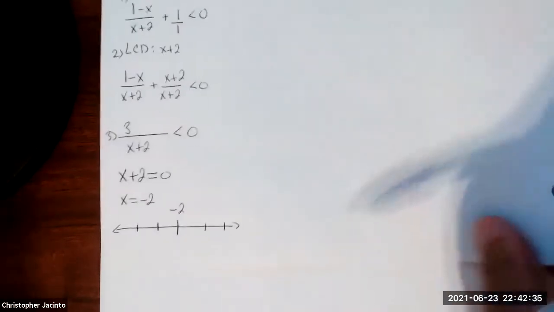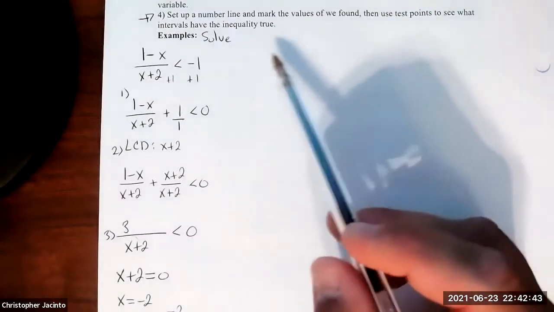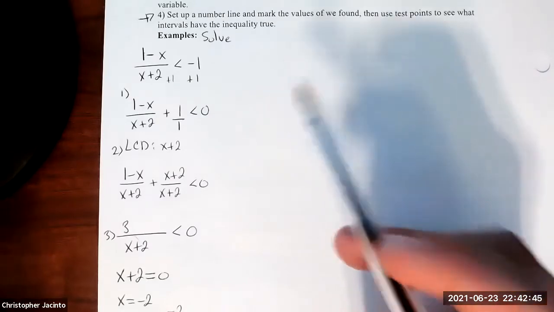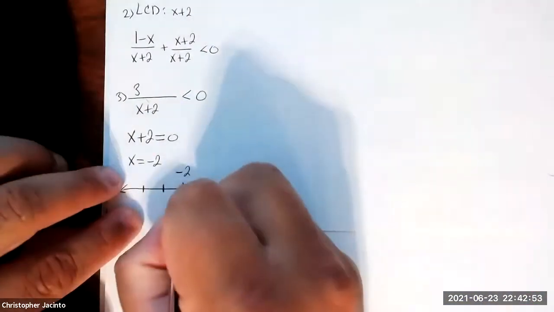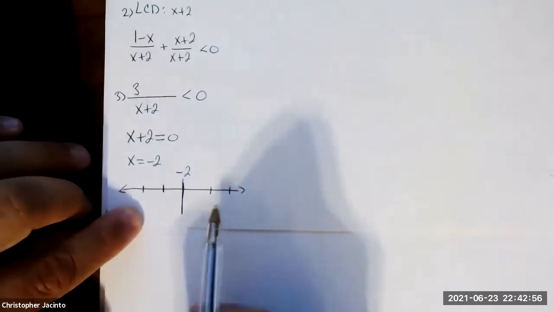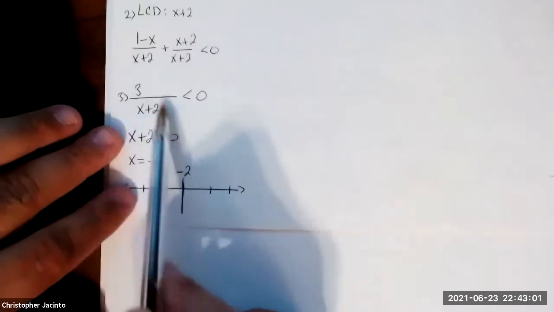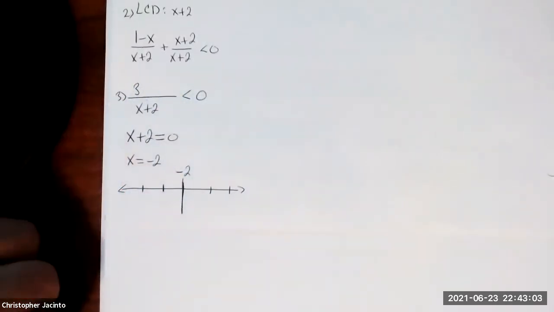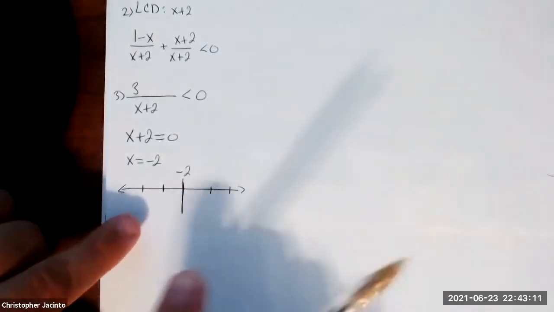Now, what we mean by test points. We're going to put the value on the marker there, and we're going to use test points to see if the interval makes the inequality true. What that means is we're going to pick a number on the right side and on the left side of -2, and plug it in to here to see, is it actually true? Is it actually less than 0? You can pick any number to the left and any number to the right.